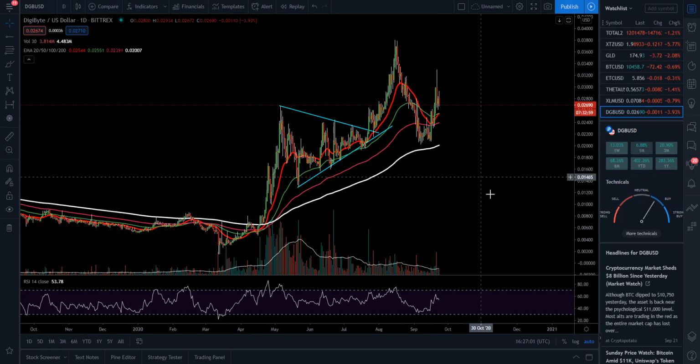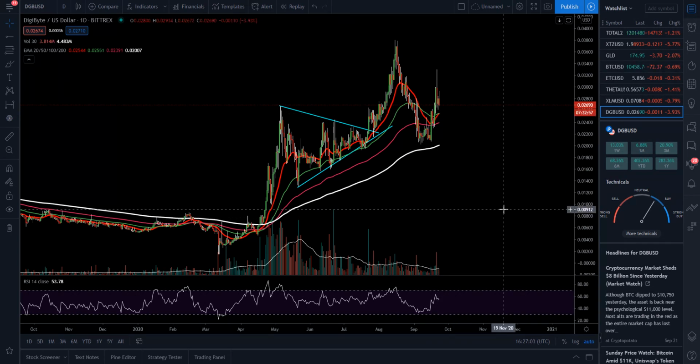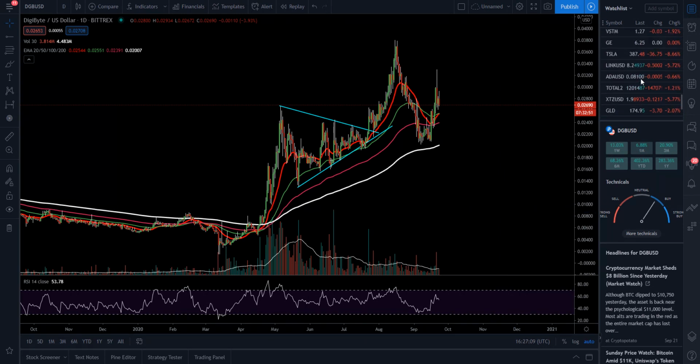Just see where Digibyte finds support. Like I said, I think this is a good longer term hold as opposed to just trading all the time. It's very volatile. And then we'll get into Litecoin next.